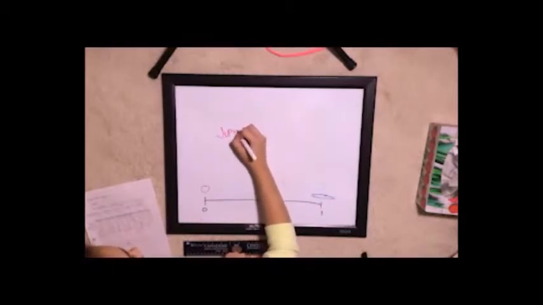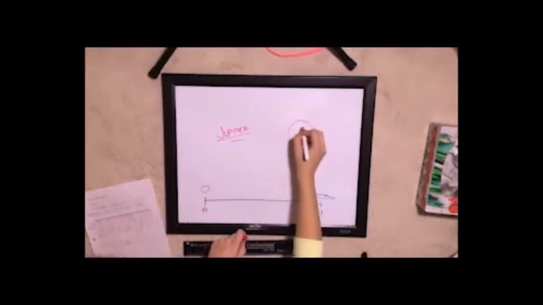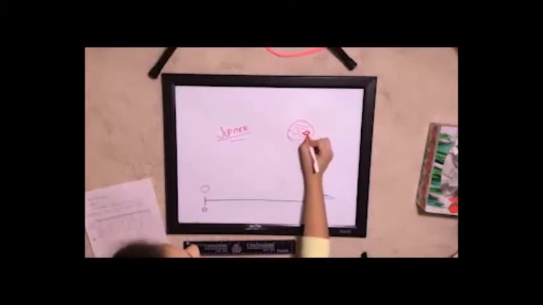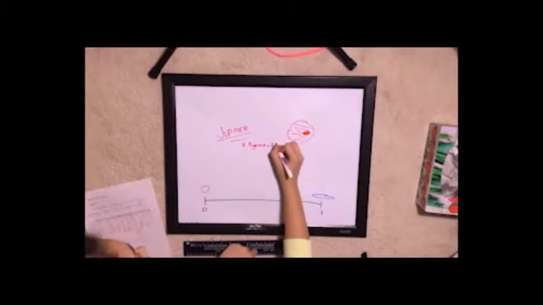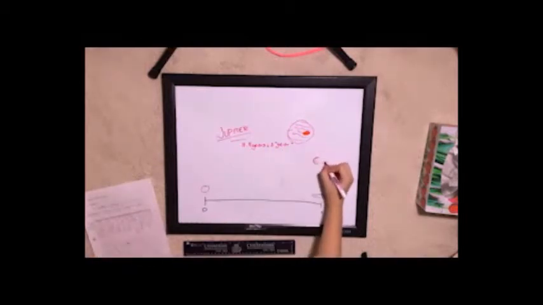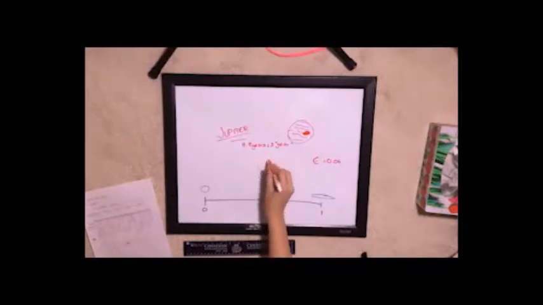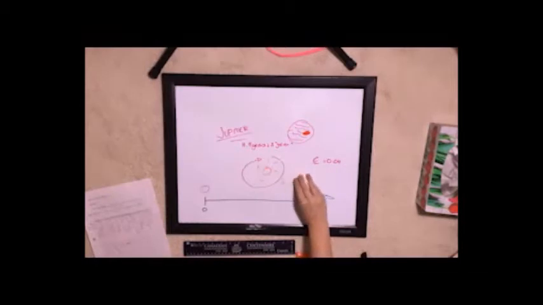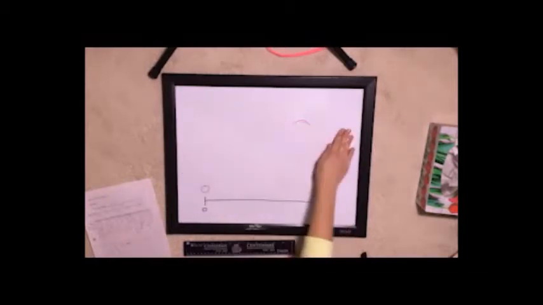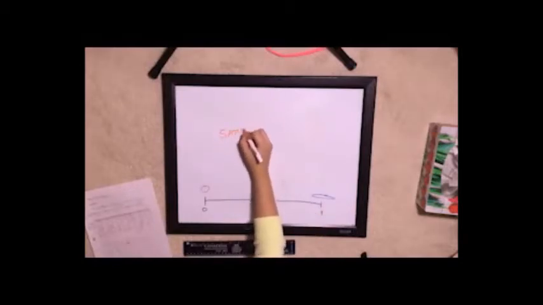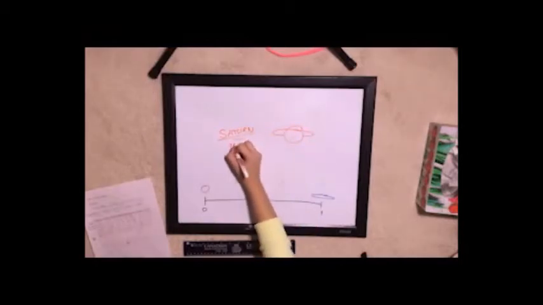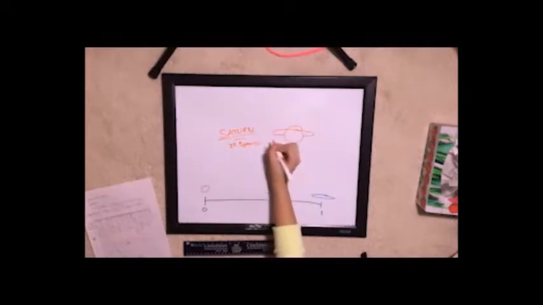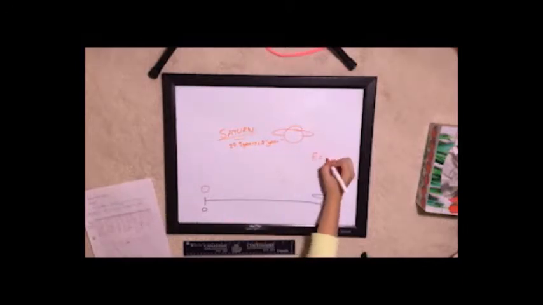Our next planet is Jupiter. Jupiter has a lot of storms, including the Great Red Spot. Jupiter's orbital period is 11.8 years, and its eccentricity is 0.04. The next planet is Saturn, and Saturn is known famously for its rings. Its orbital period is 29.5 years. Its eccentricity, which is close to that of Jupiter, is 0.05.